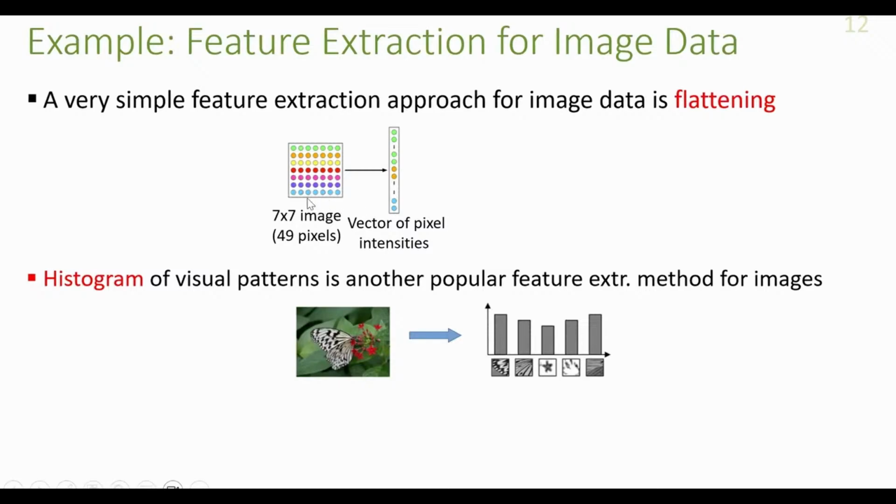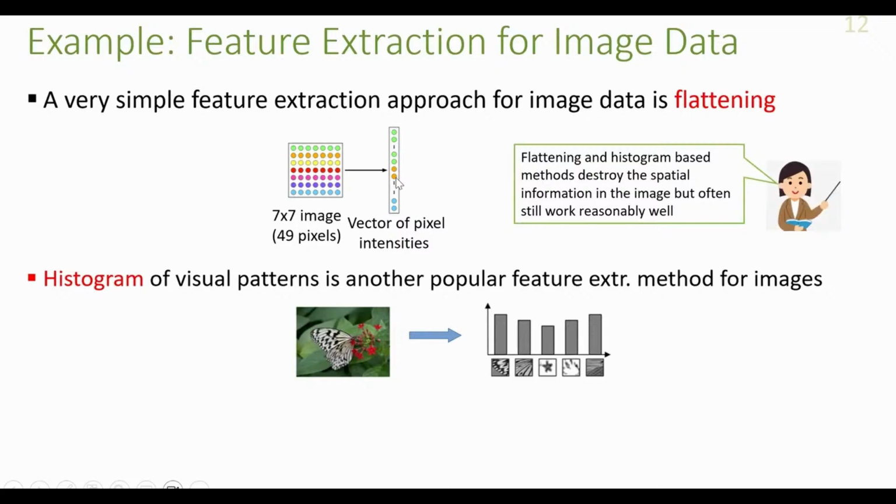Now in flattening, what we will do is simply flatten this image to convert it to a vector of size 49 cross 1. So first row we will arrange column wise here. The second row we will again arrange column wise. In this way, we can flatten a 7 cross 7 image to a 49 cross 1 vector. This method is called the flattening method.